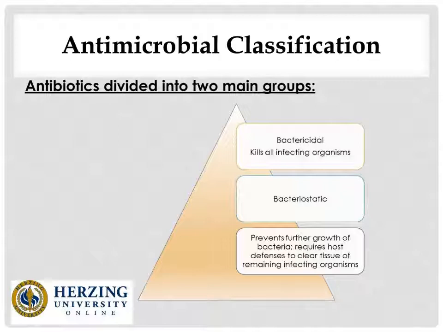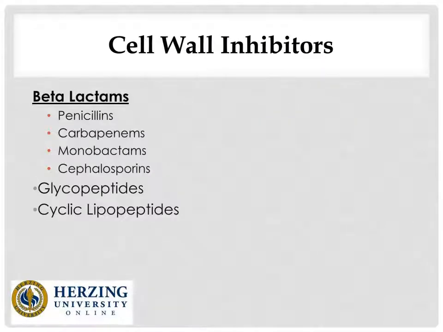The antimicrobials are usually classified in two groups. One is the bactericidal and the other is the bacteriostatic. The bactericidal antimicrobials kill all infecting organisms, and the bacteriostatic ones basically slow down the growth of the bacteria.